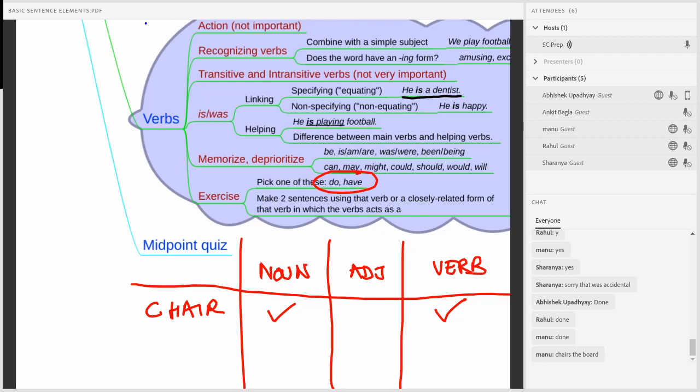Perfect. Oh, yeah, one small thing. Chairs is not really an adjective, right? Chairs is not an adjective, but it is possible to use nouns as adjectives. So let me give you an example.